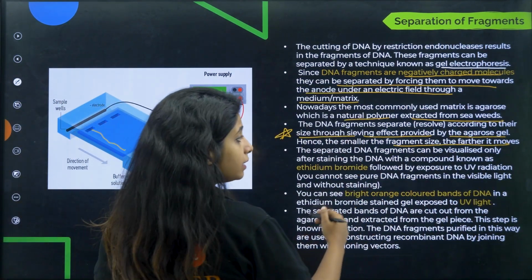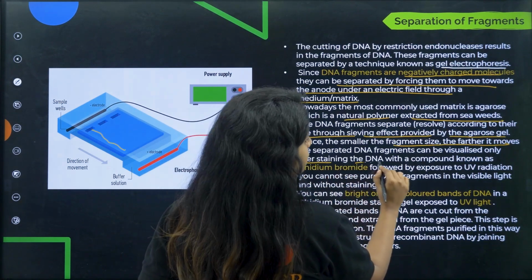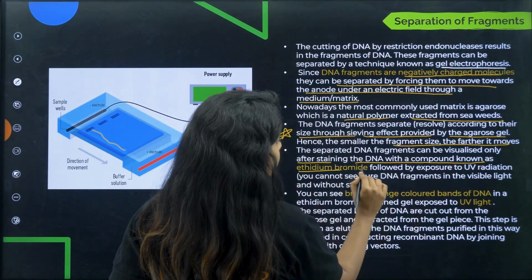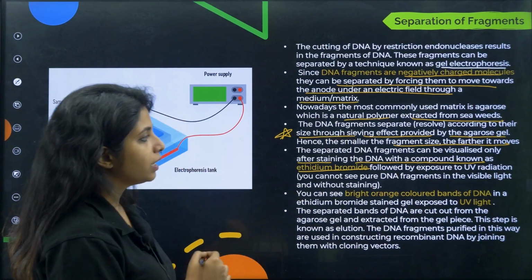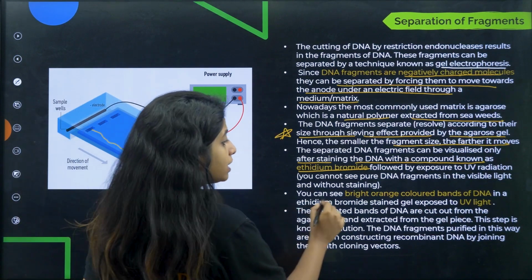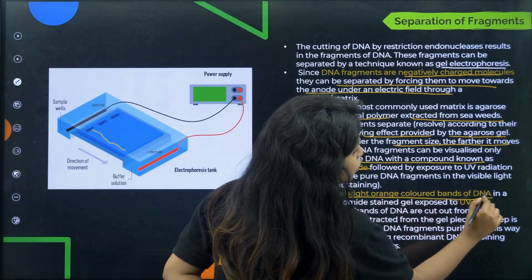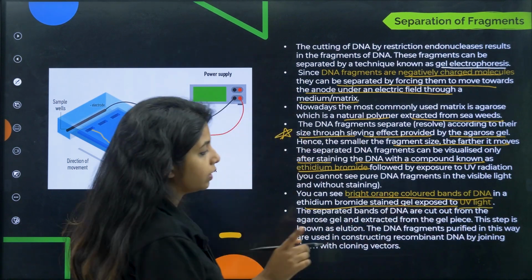Now the separated DNA fragments can be visualized only after staining their DNA with a compound that is known as ethidium bromide, followed by exposure to UV radiation. You cannot see pure DNA fragments in visible light and without staining. You can see bright orange colored bands of DNA in an ethidium bromide stained gel exposed to UV light. So UV light is also important.